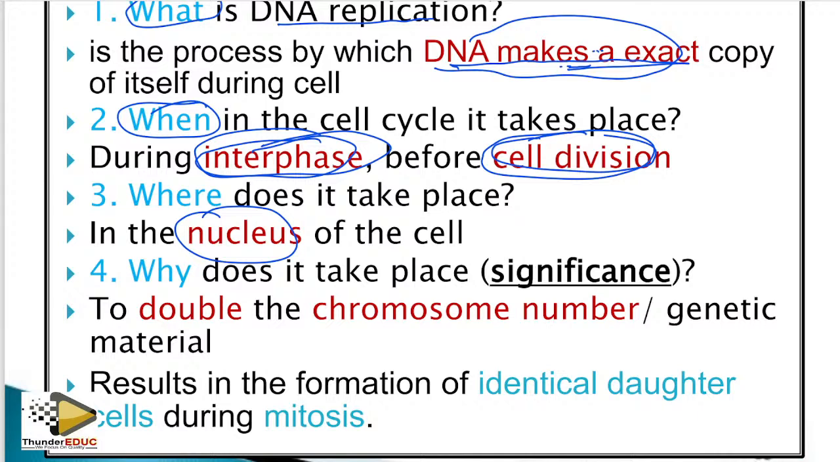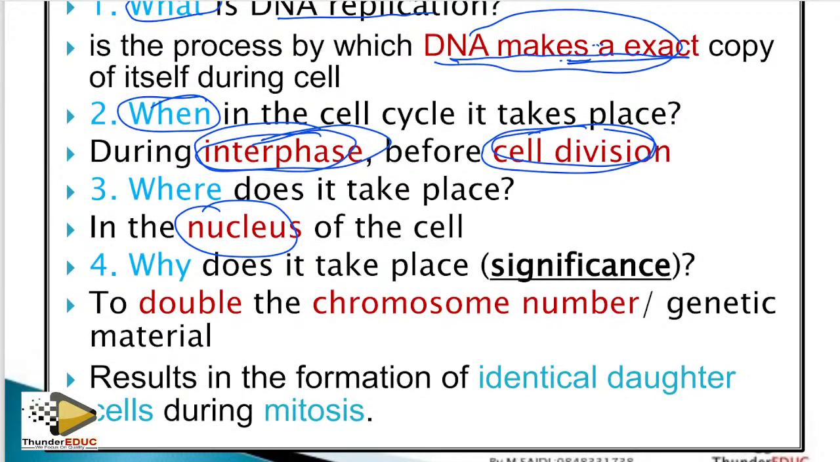Why does it occur? Why should we have DNA replication? So that we double the chromosome number. This word, double, is very important. Doubling the chromosome number is very important. We double the chromosome number.